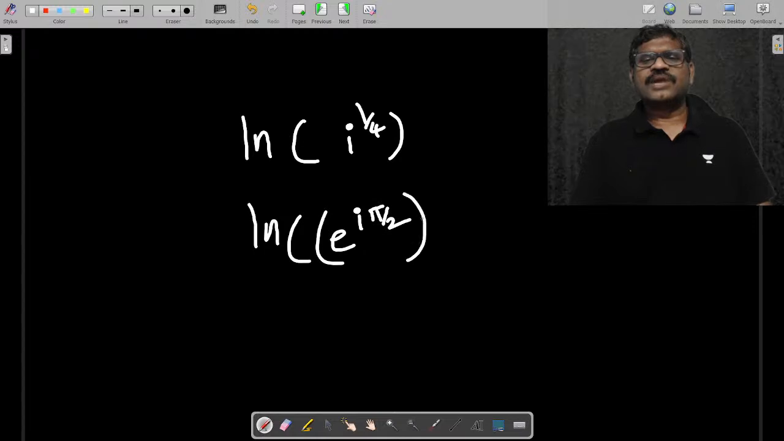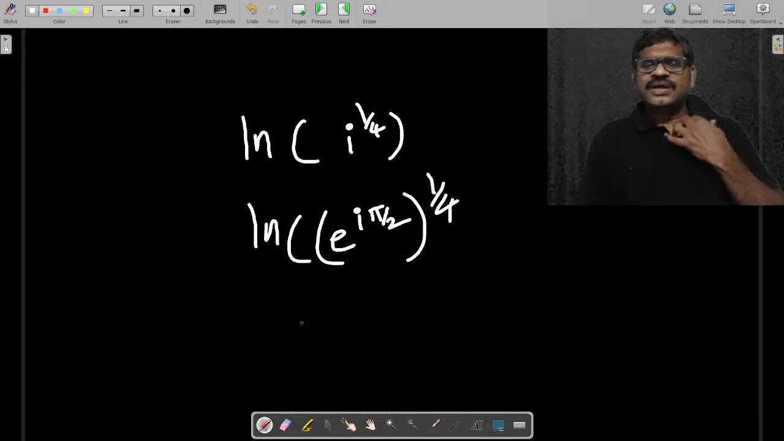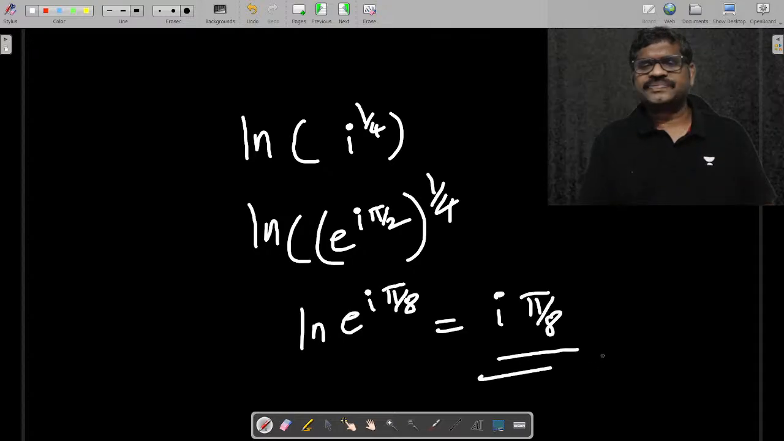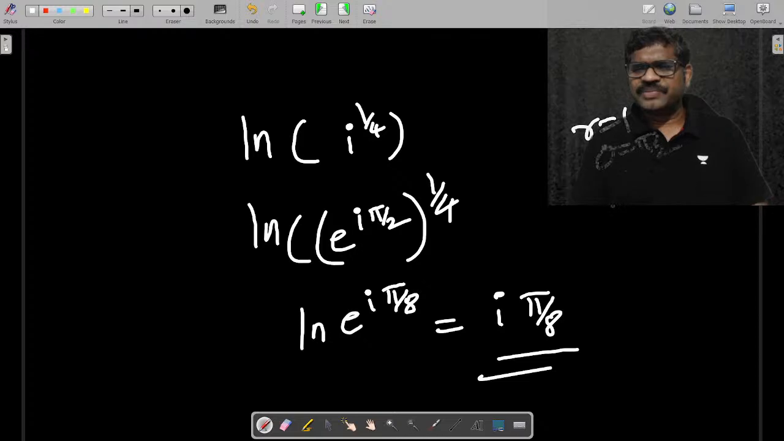Power 1 by 4. Now e log e power i pi by 8 is nothing but i pi by 8. Because the magnitude of i is 1, r value 1, theta value pi by 2. Therefore, if you write in polar form and exponential form, r into e power i theta is nothing but 1 into e power i pi by 2. That is nothing but e power i pi by 2.